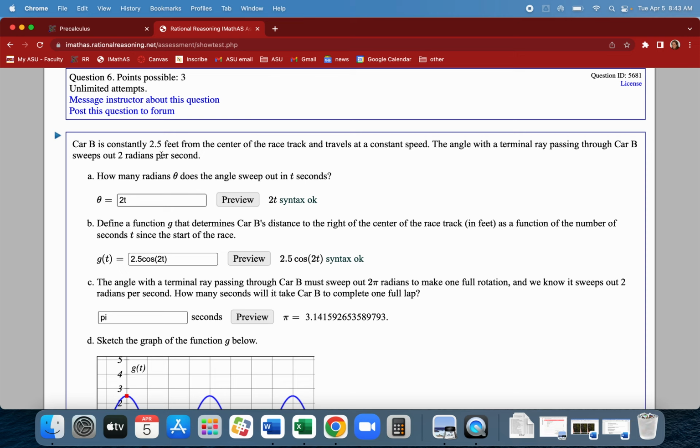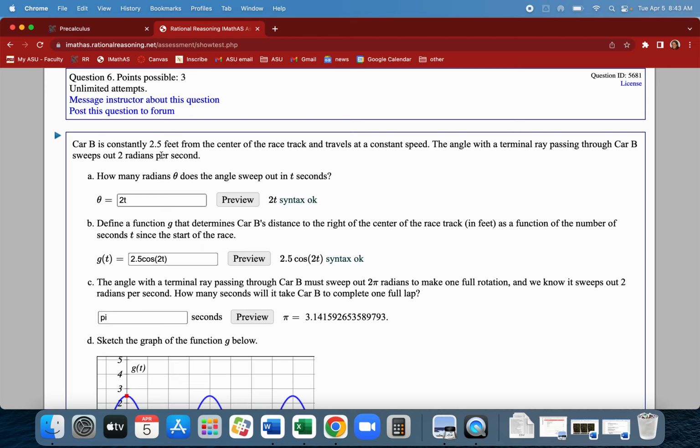Same thing here, only we've got 1/3 of a radian per second instead of a whole number, 2 radians per second. So if I have 2 pi divided by 1/3, I'm going to get 6 pi seconds to go all the way around, or about 18-ish seconds to go all the way around.